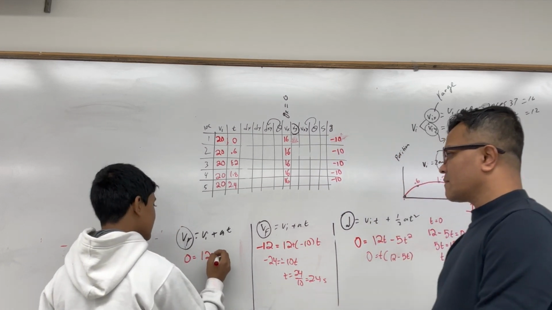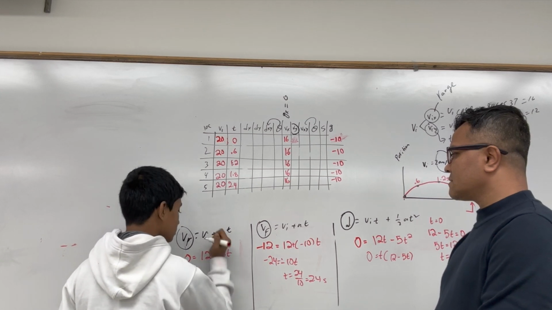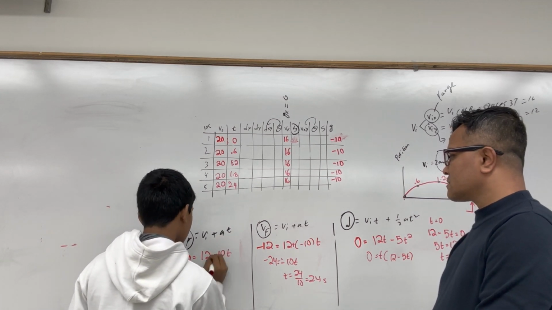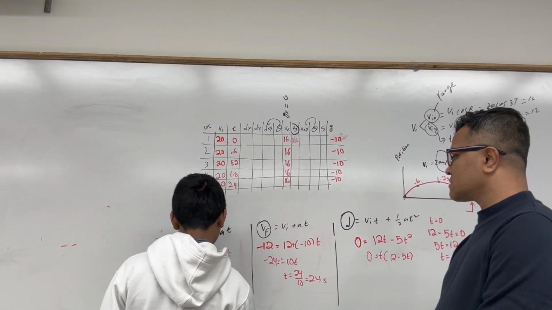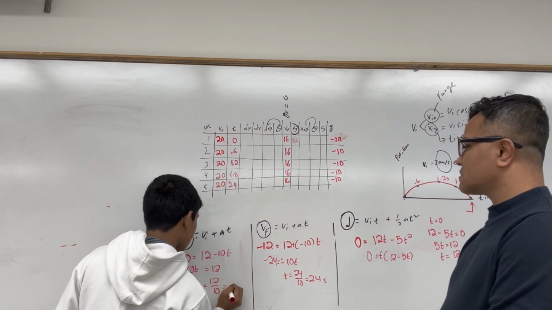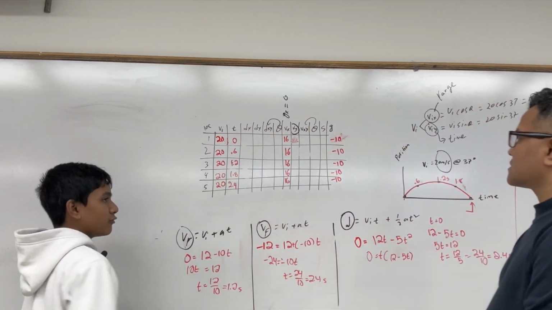So Vi is once again 0 minus 10t. Sorry, minus 10t. So you get 10t is equal to 12, and t is thus equal to 12 over 10, which is equal to 1.2 seconds, which corresponds with being exactly halfway.